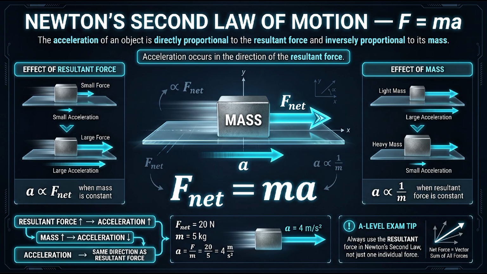The key relationships shown in the image can therefore be remembered very simply. When mass is constant, increasing the resultant force increases acceleration. When the resultant force is constant, increasing mass decreases acceleration. The acceleration always points in the direction of the resultant force, and the complete mathematical relationship between these quantities is F net equals ma. This law provides the fundamental connection between forces and changes in motion and is used throughout mechanics to explain and calculate the motion of objects.